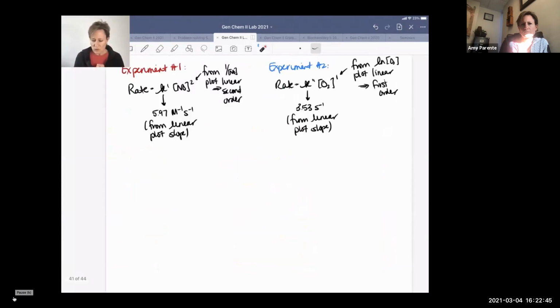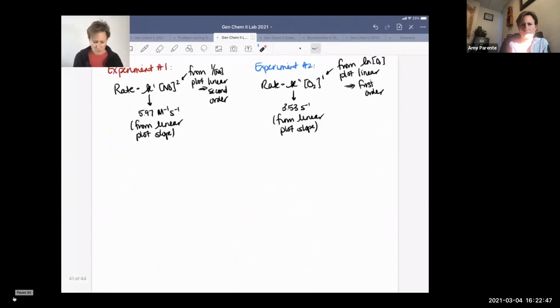All right, so now what do we do with all of this information? To summarize, from experiment 1, we now know that the reaction is second order with respect to NO because a plot of 1 over [NO] versus time gave us a linear plot. The slope from that plot is going to give us k prime. Okay, go to experiment 2 data.